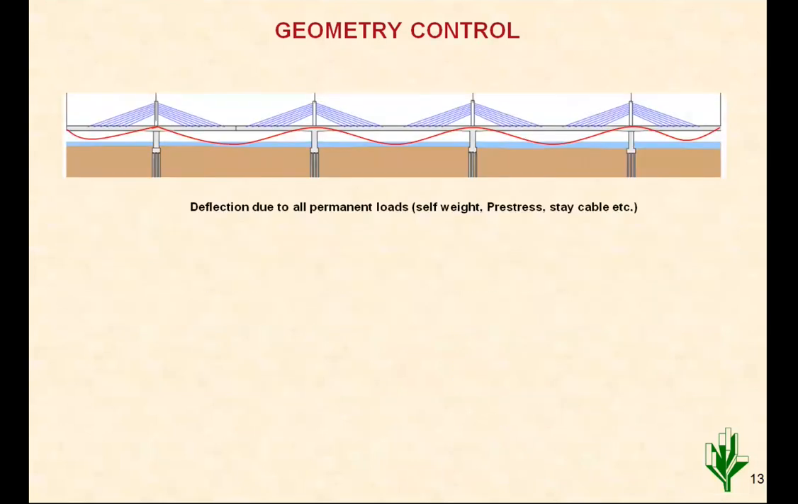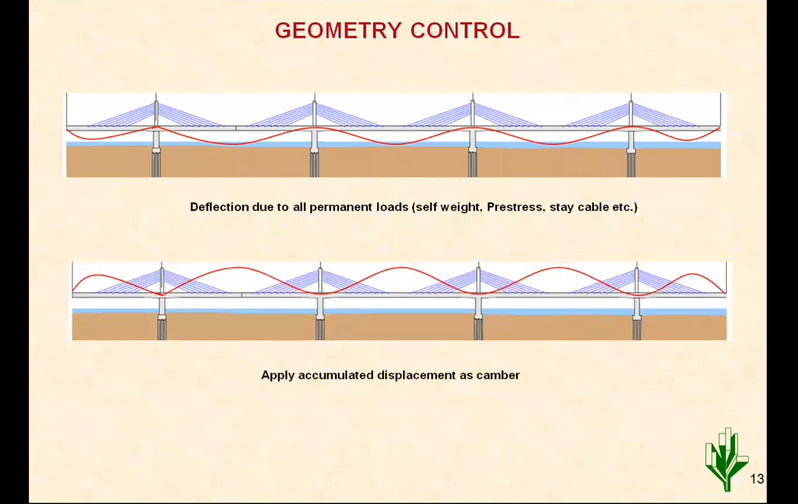In general, we can say that if suppose there is a continuous span, there will be deflection due to all permanent load, that is self-weight, pre-stress, stay cable. I am talking now of the construction camber first. Now we are looking at the camber for permanent load also. So there will be some permanent load deflections also. Now we have to reverse that also. So ultimately we have to add this camber also while constructing in the construction stage, and we have to achieve the pre-camber stage like this at the end of construction. So this is an exaggerated shape.